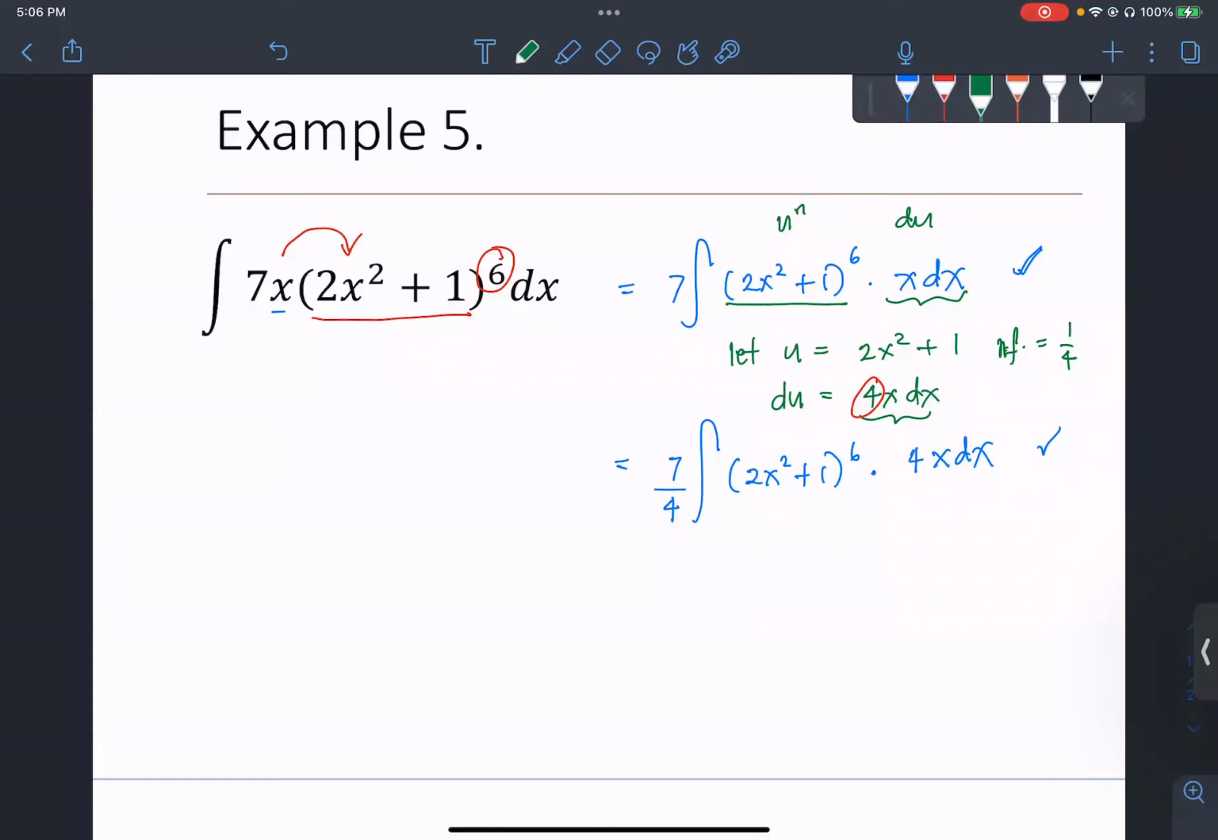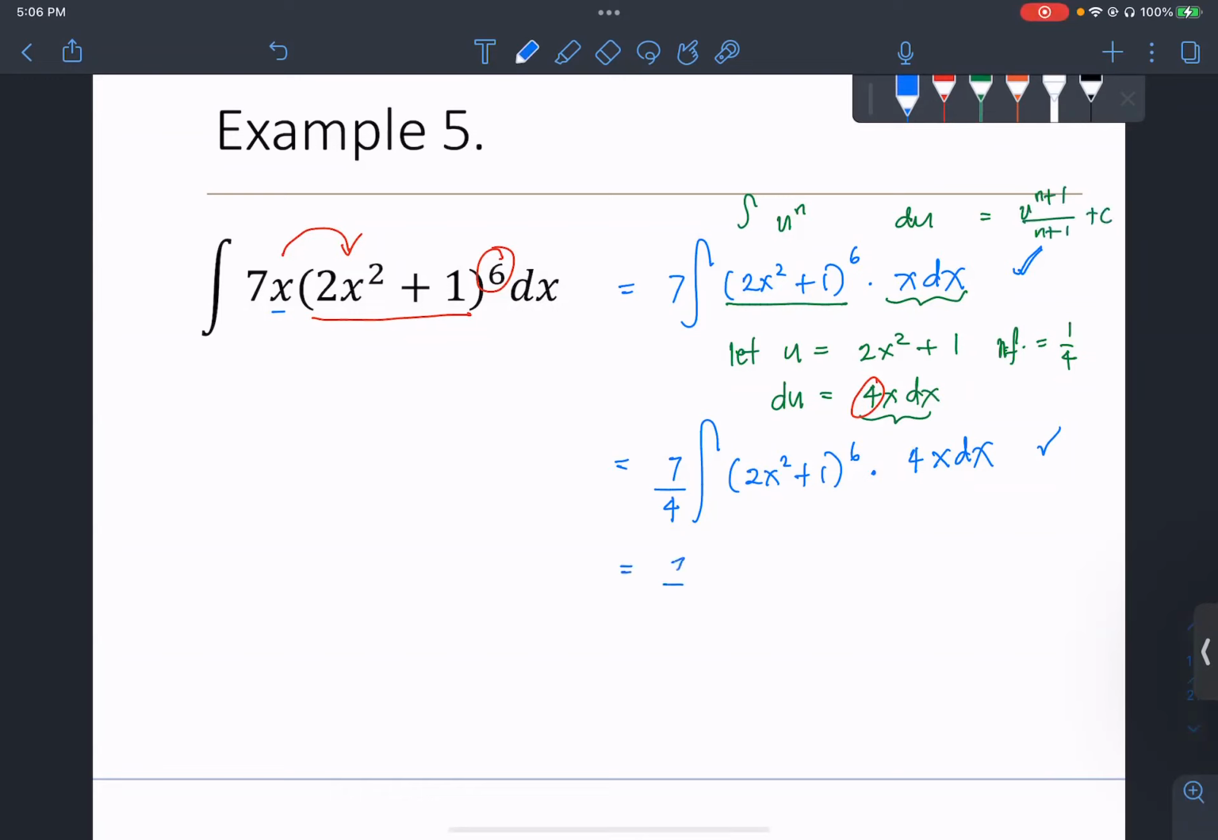So 7/4, the integral of 2x squared plus 1 raised to 6, 4x dx. Ang u natin is this one. And then ang du natin is 4x dx. So tapos nun, I can now use the formula. So ano yung integral nito? That is u raised to n plus 1 over n plus 1 plus c.